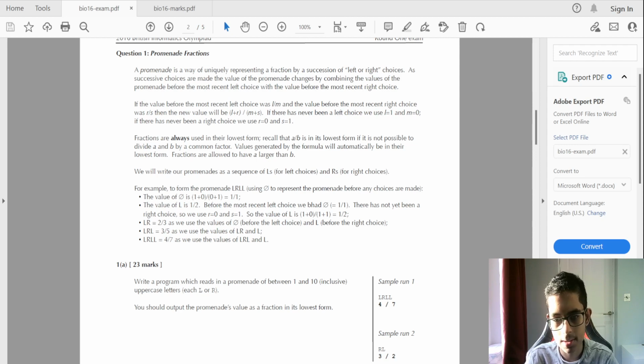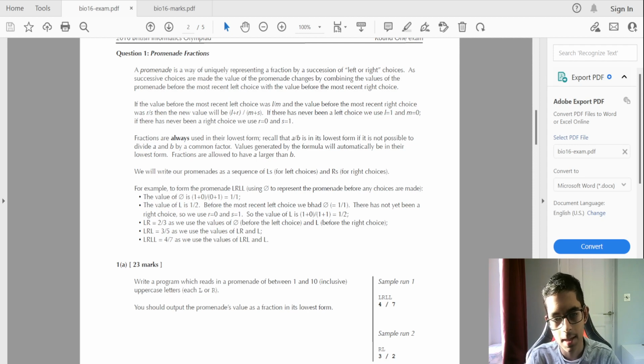every fraction has some sort of unique identification from the left and right choices. So if we see over here, if we make the first left choice, then we take the most recent left choice, add them to R and S, and then we have this resulting fraction, as you can see.